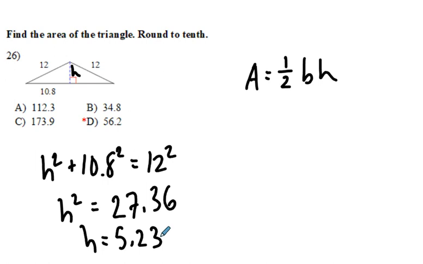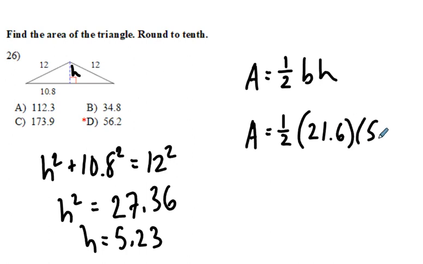If I take the square root of that, I'll find the height is equal to 5.23, which then means if I want to find the area of the entire triangle, area is 1/2. The entire base is 10.8, but there's two of them. So what's that going to be? 21.6. The height is 5.23. If you type that in a calculator, you get D.